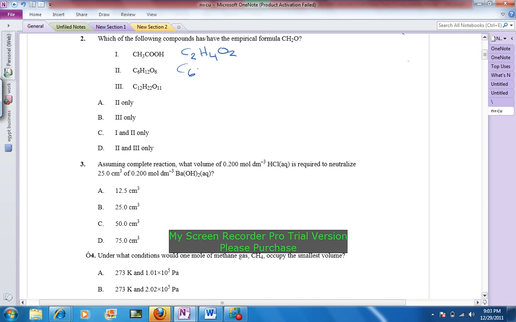Here it's already done for you, C6H12O6, C12H22O11. Then you divide everything by the smallest number. Here everything is divided by 2, so CH2O. Here, also CH2O. Here, it's not. This is actually the simplest ratio you can get. So these are the two correct answers, which would be A, 1 and 2, which is C. So that was simple enough. Moving on to the next one.